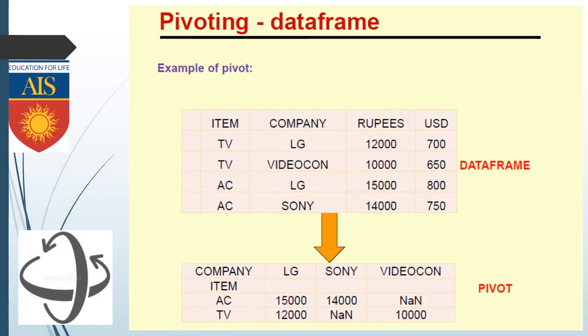Next, here is an example of a data frame. We can see a data frame with item, company, rupees and dollar. These are the fields, and according to the fields we can follow some of the information, and after pivoting we can get the output, which will look like this. Following this particular example, we are pivoting this data frame on the basis of company. That's why the company field came first, then the next field, item. According to that we are arranging our information. Here we can see one option that is called NaN. NaN means not a number.